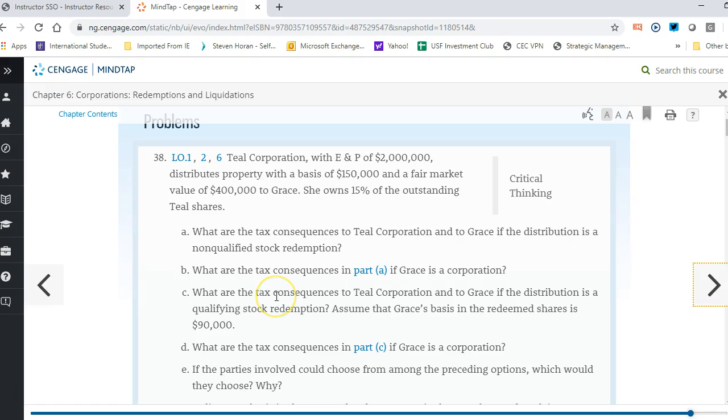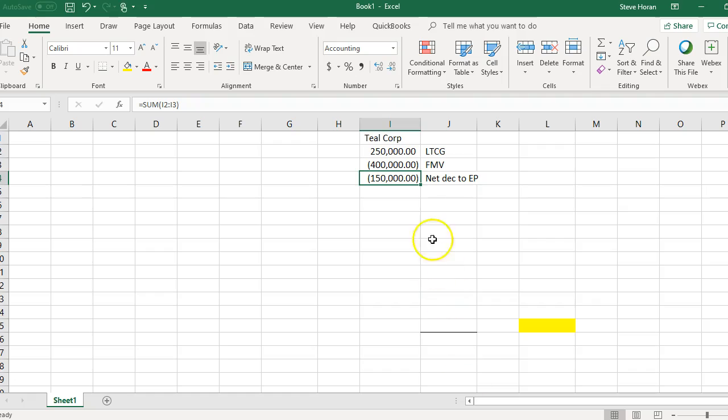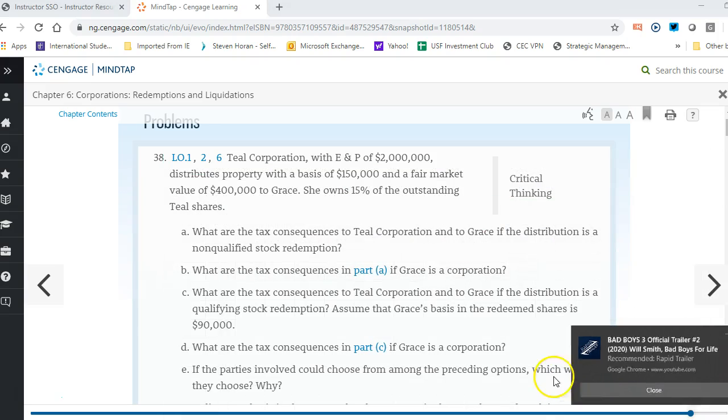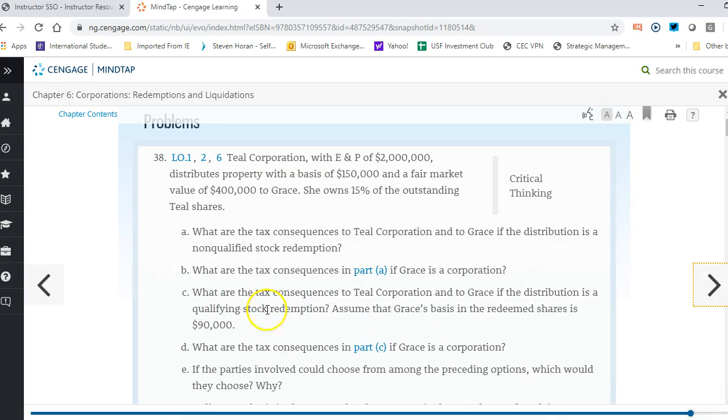Okay, so now for Part C, what's the tax consequence to Teal and to Grace if the distribution is a qualifying redemption? So I went to great pains in Part A to say, for Teal, no matter what happens, it's still this number here. So if it's qualifying or not qualifying to Teal, the net decrease to E&P is still 150. Okay, so now let's just think through C, if Grace is back to being an individual, and it's a qualifying redemption, and her basis is 90. It'd be 400,000 minus 90 to get to 310, and she'd treat it like a long-term capital gain of 310 and pay tax of either 15 or 20%.